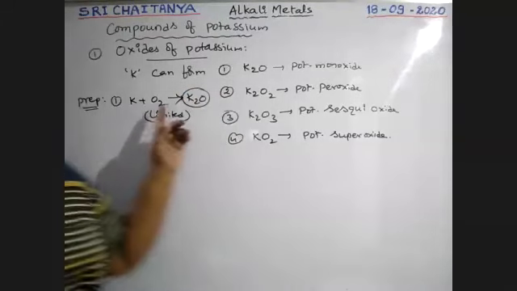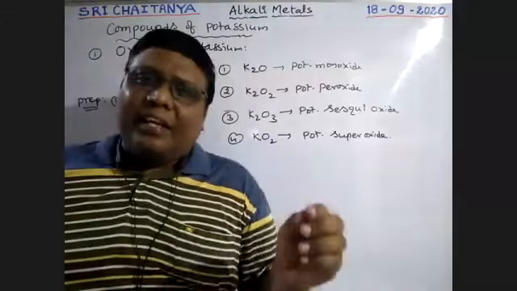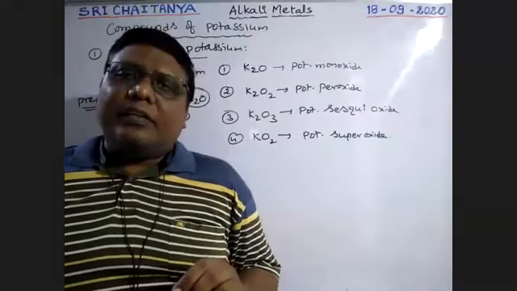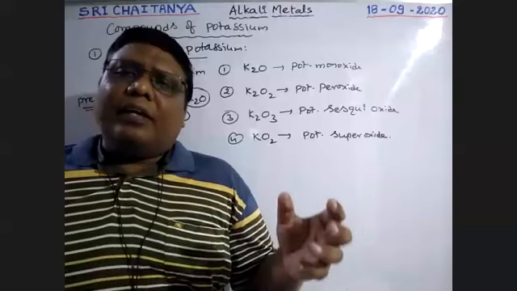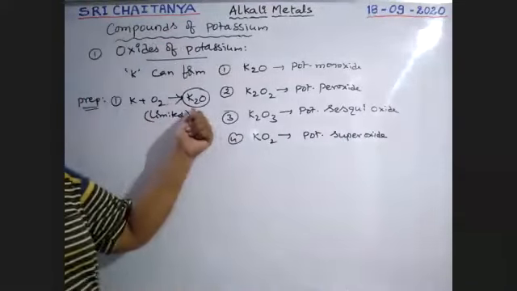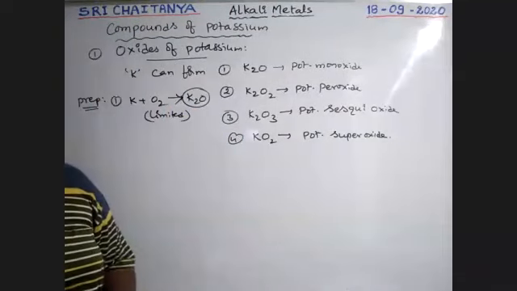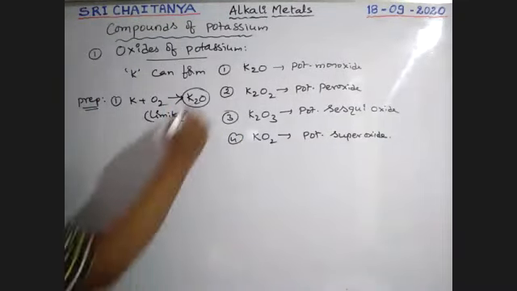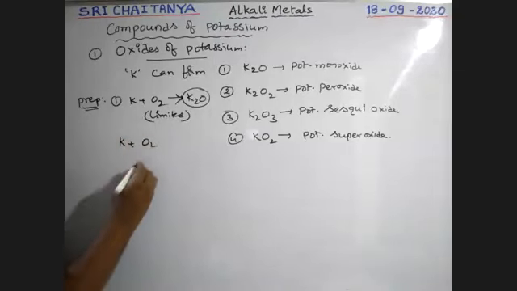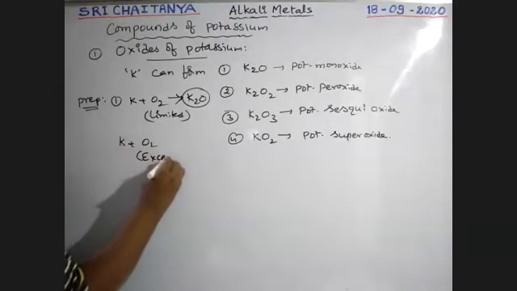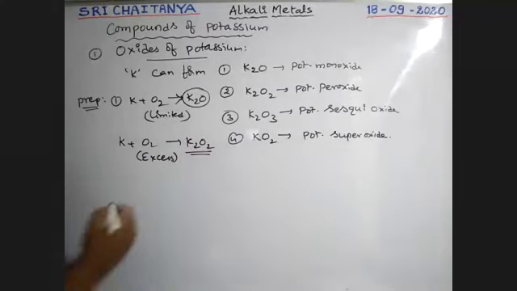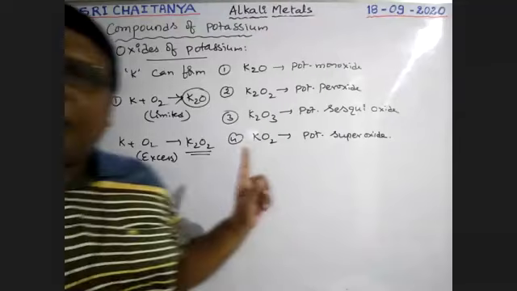When potassium is heated in air with a limited amount of oxygen, that is a very controlled oxidation. K2O is the product, the monoxide. If potassium reacts with excess oxygen, K2O2 is the product. Peroxide is the product.